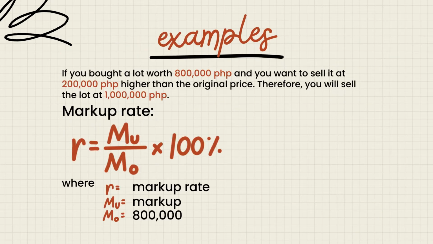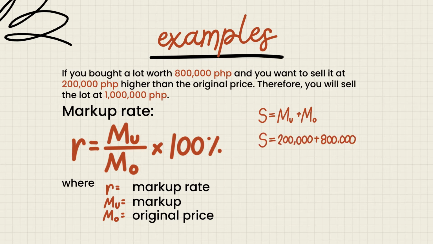As given with our previous example, the original price of the lot is 800,000 pesos. Our markup is equal to 200,000 pesos. So to find the selling price, we have the formula S is equal to M sub U plus M sub O. So we have S is equal to 200,000 plus 800,000. So this would give us the answer 1 million pesos.